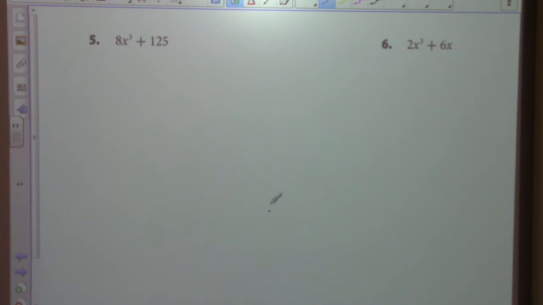Okay, and I'll give you a little hint on this one. Cube root of 8x cubed is equal to 2x. And cube root of 125 is equal to 5, or at least so Gabby says. So if it's wrong, we blame it on Gabby, but it's not wrong.